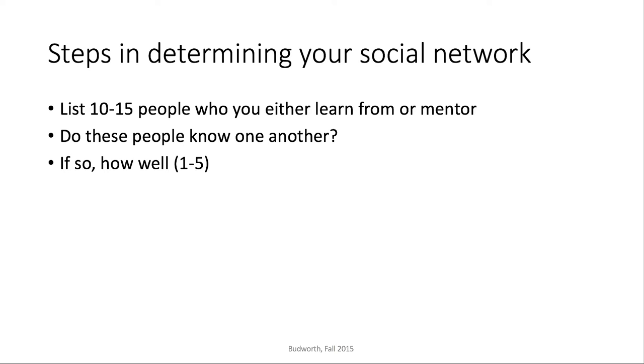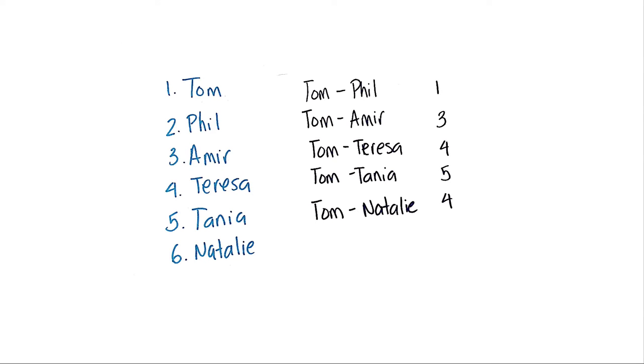Then you list these 15 people and you ask the question, do these people know one another? If so, how well? So you'll end up with something that looks a little bit like this. Now, I've done this by hand so that you can get a sense of how you might do it. I've listed 6 people. I know that in the previous page I said that you can list 10 to 15. You certainly can. It does become quite cumbersome as you get to more and more people, and it becomes more difficult to map by hand. So I've given you an example of 6 here as a way of understanding this.